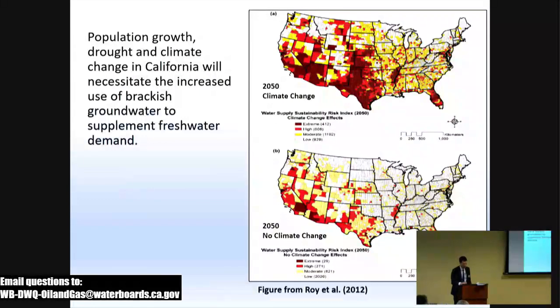So I'm glad to be in California, so I can actually show this slide, and hopefully everyone in the room is on board with this. So without climate change at the bottom, we're still in need of brackish groundwater in the future. With climate change, we're really in the need of brackish groundwater in the future.